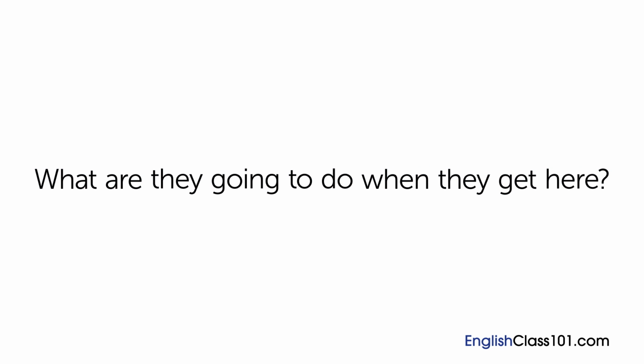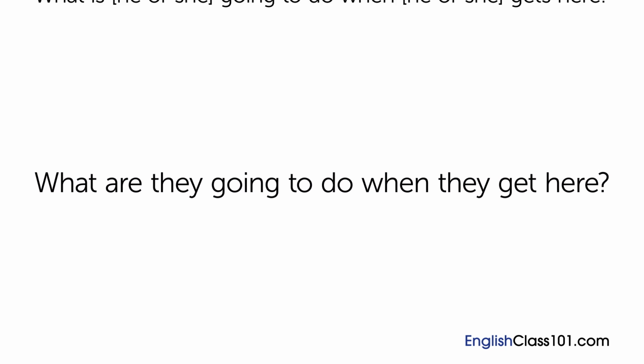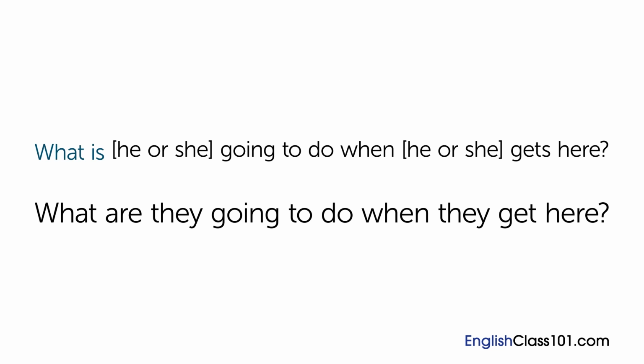This sentence is useful when you want to ask about what someone is going to do after they come to a place. For more than one person, the structure is: What are they going to do when they get here? The structure when asking about one person is: What is he or she going to do when he or she gets here? Now you try.